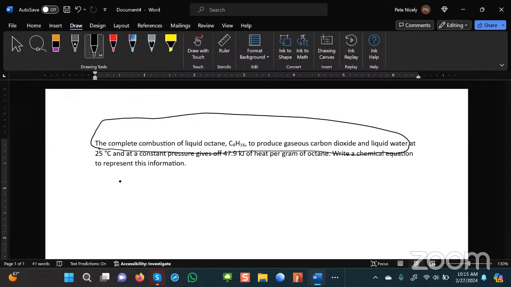No, reactant. It says, okay, so C8H18, liquid state, plus what? Oxygen, which is always O2. And then the products will be carbon dioxide, gas, and liquid water, H2O liquid, all right? And then we would balance it. So how would you go about balancing this equation?